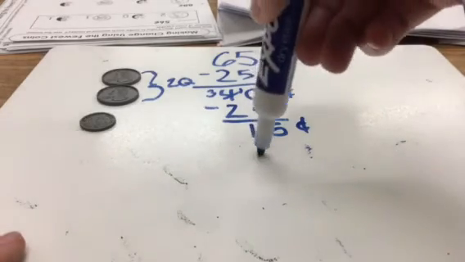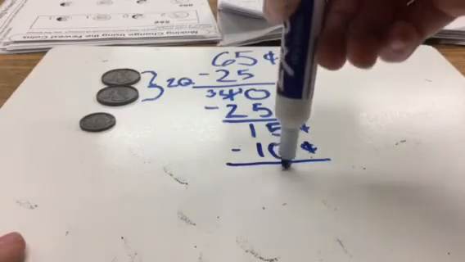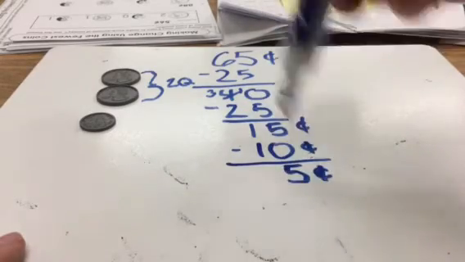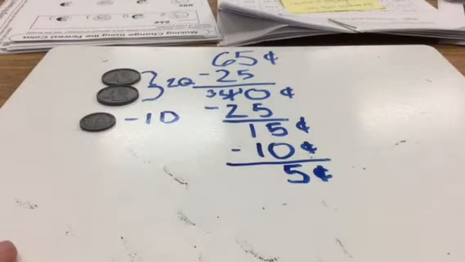Dime, dime, little and thin. I remember you're worth 10. So I have 5 cents left to make. Can I use another dime? No, because a dime is worth 10 and I only need 5 cents left.